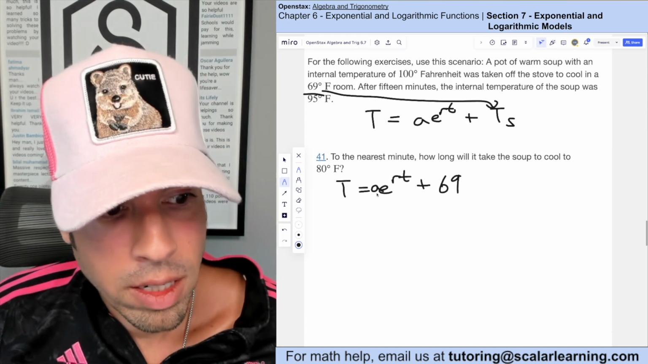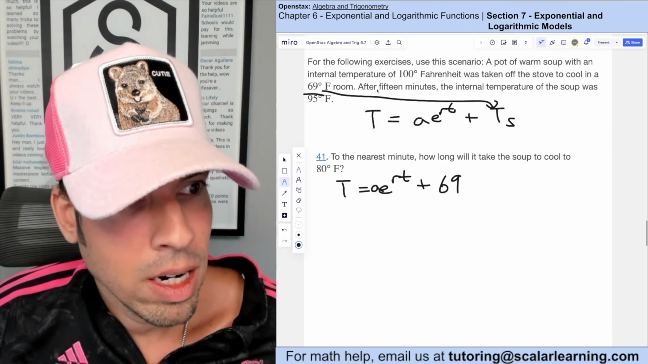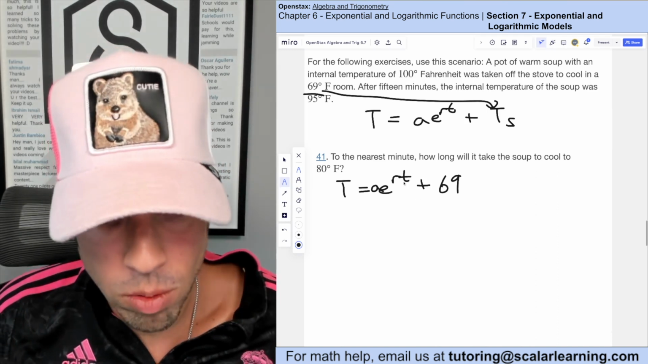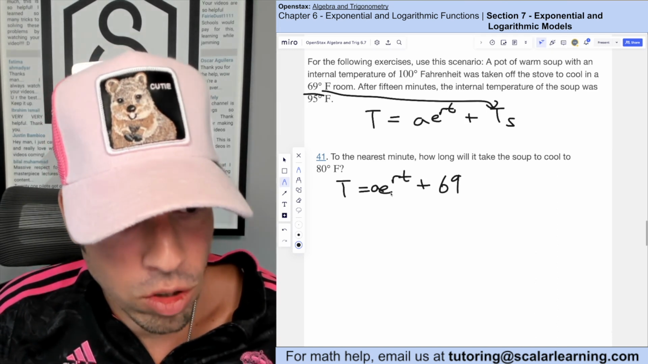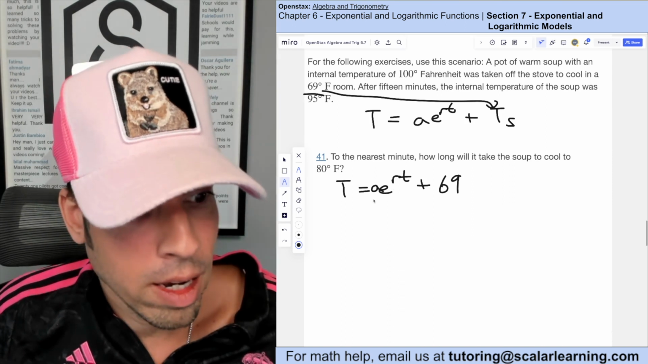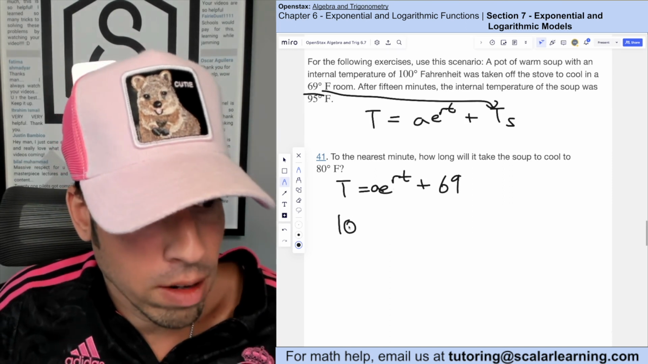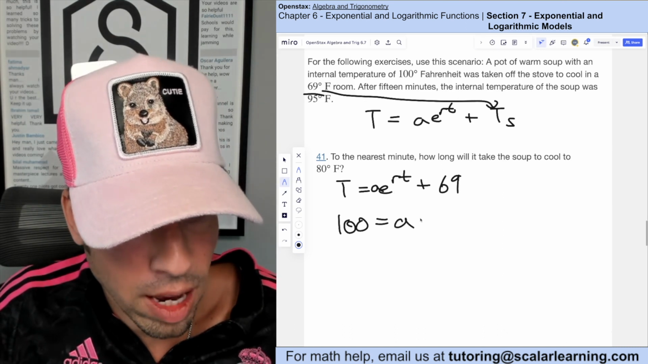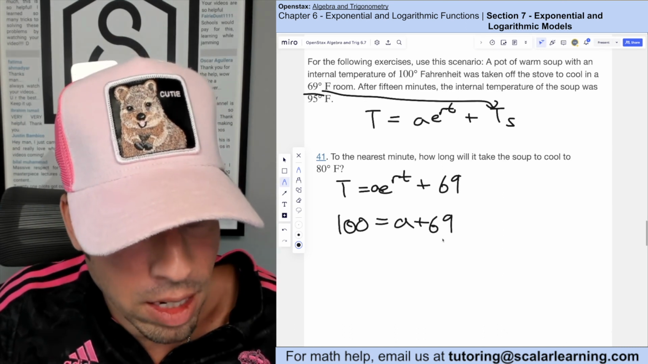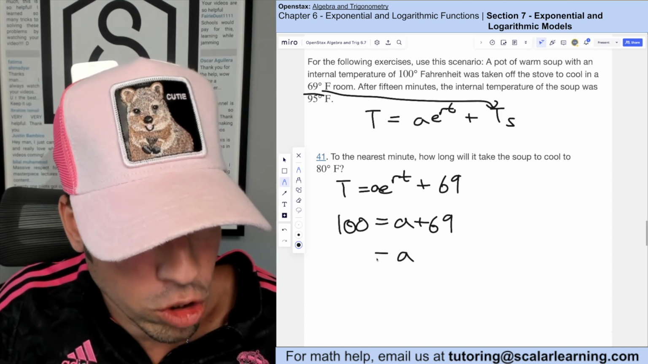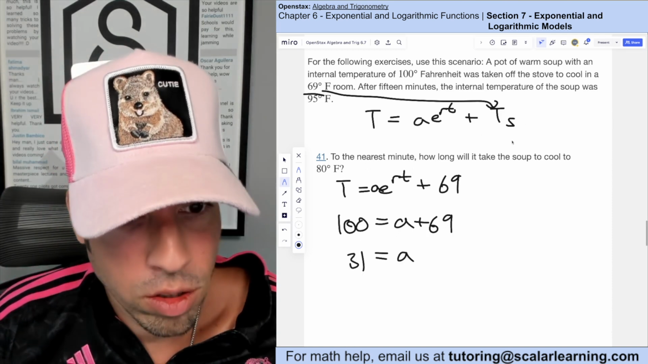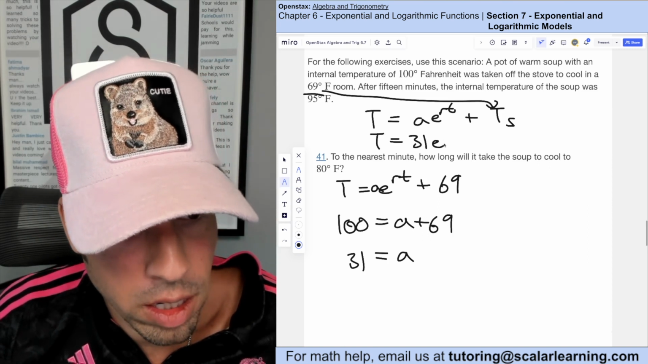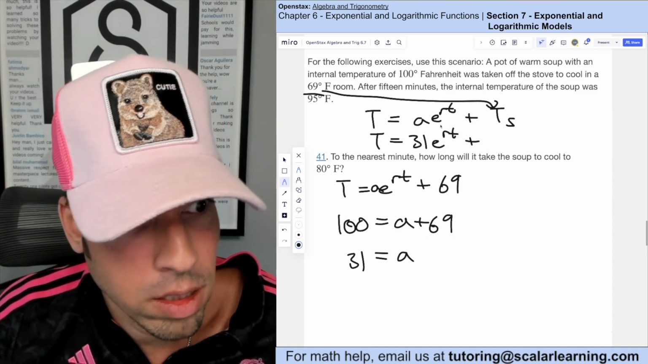Now, the first thing is I need to figure out what A is, and I can figure that out with the initial temperature of 100. That's going to occur when t is 0. When t is 0, e to the 0th is just 1. So I'd have a temperature of 100 when t is 0. That's 1 times A, which is A, plus 69, which means A equals 100 minus 69, which is 31. So now I can rewrite this equation as T equals 31e to the rt plus 69.